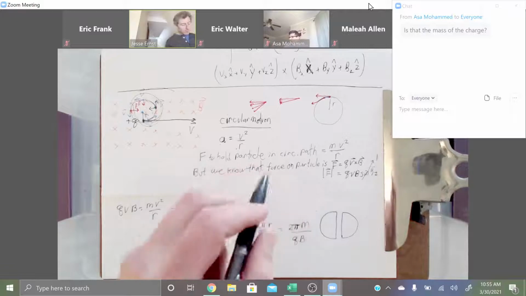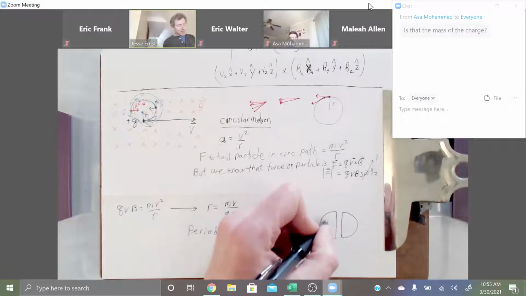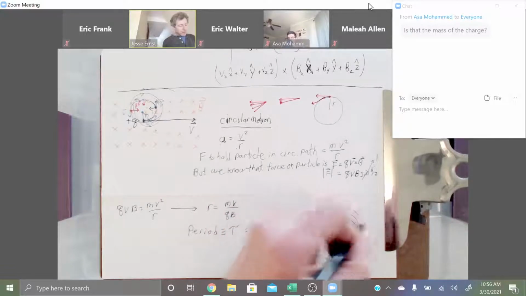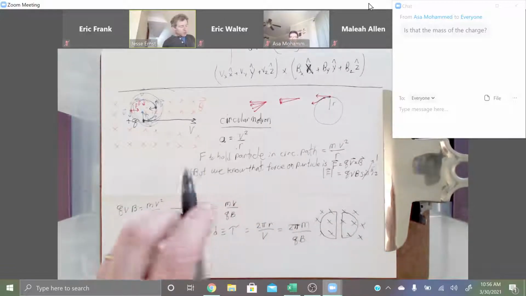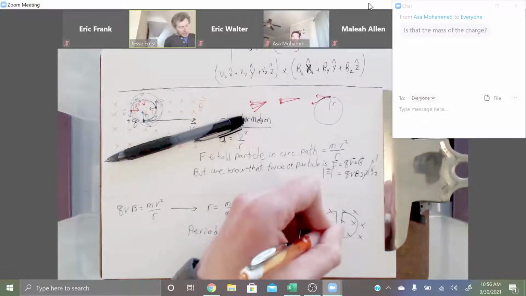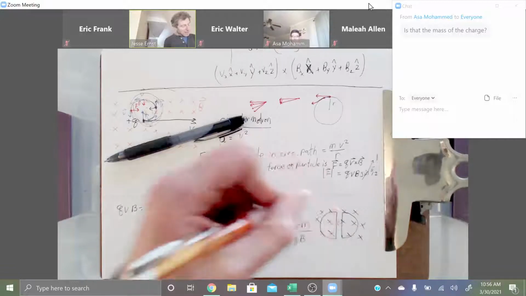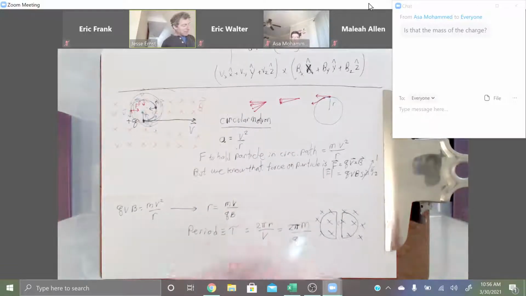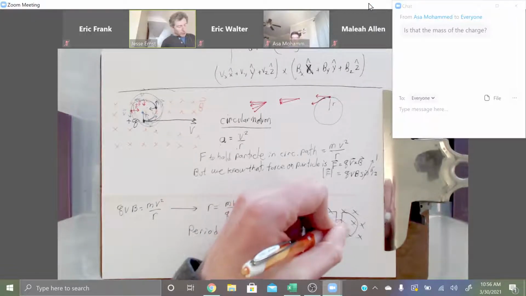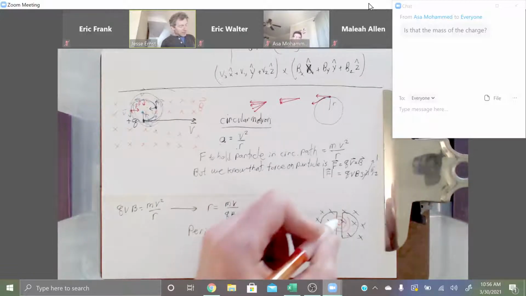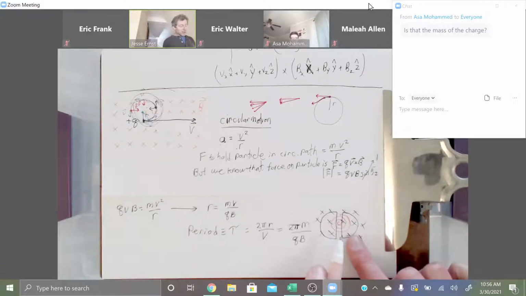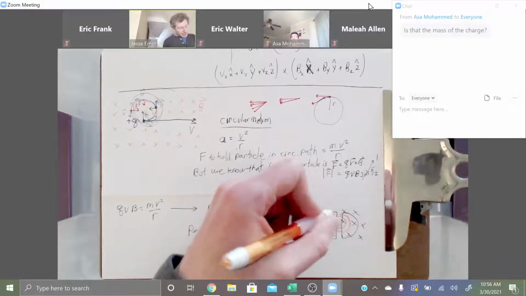And so early particle accelerators, you could have a magnetic field that pointed into the page. And you could have charged particles. And if they're fired in here, they'll start to go in a circle. And as they gain speed, they'll go in larger and larger radii. But the time that it takes them to go around doesn't change. And so early particle accelerators could work by having this thing.